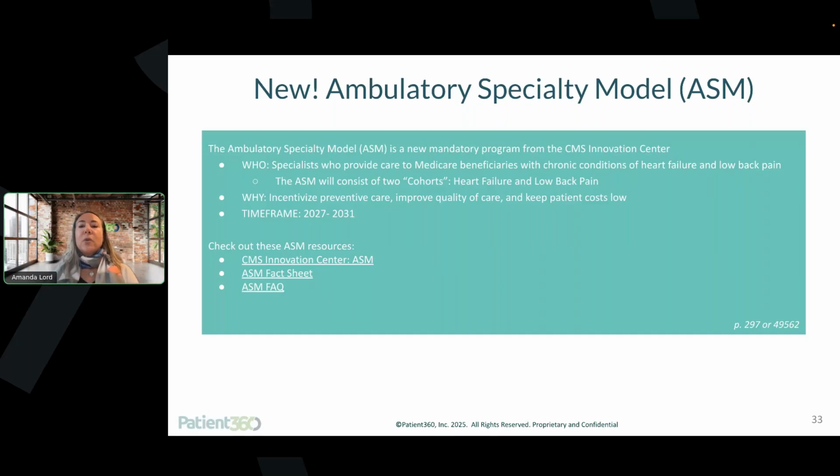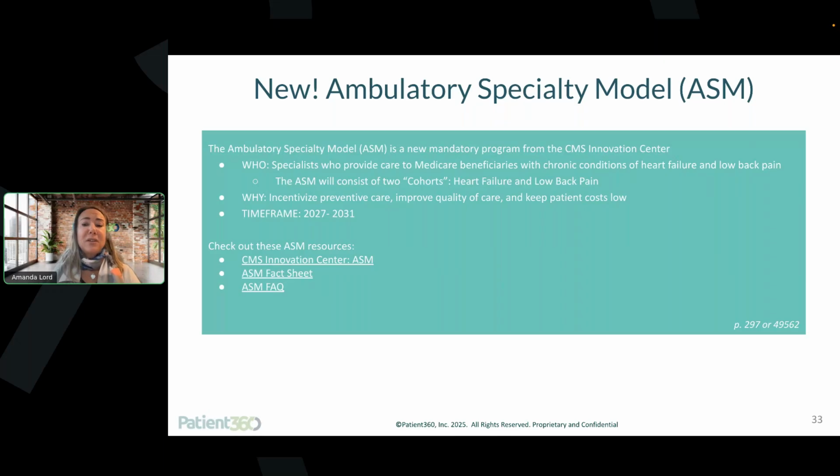The new model is going to assess performance based on the measures and activities in the ASM quality, cost, improvement activities, and promoting interoperability categories. As finalized, the model is going to place the primary weight on quality and cost, 50% each for those, which is a significant departure from MIPS.